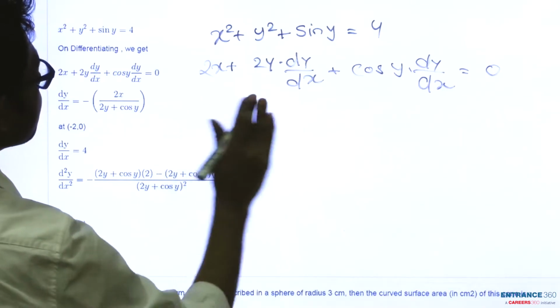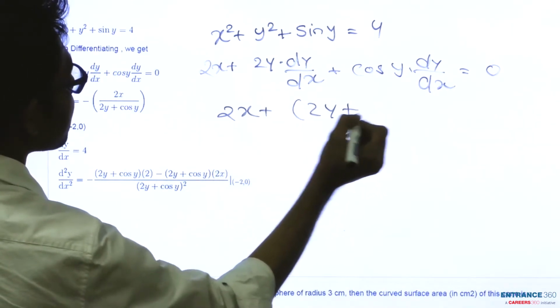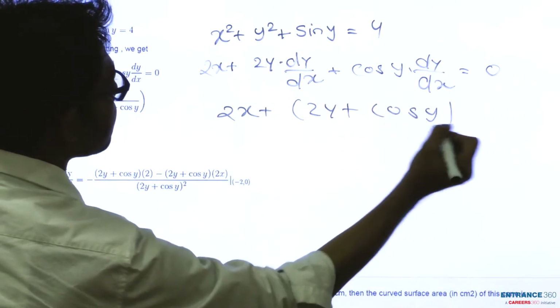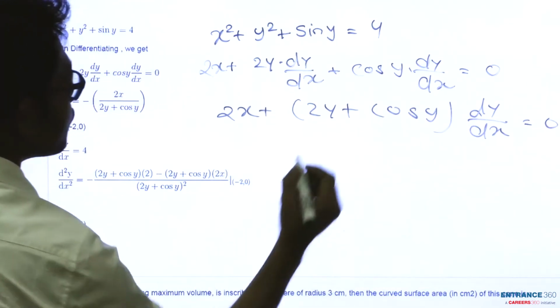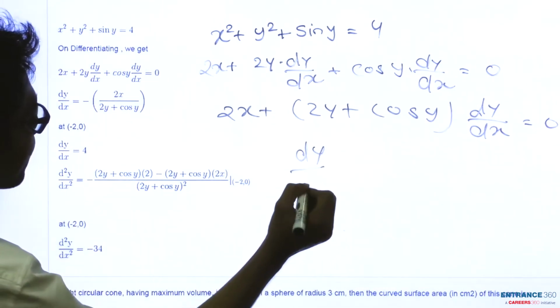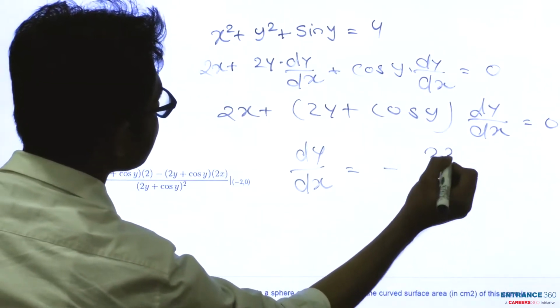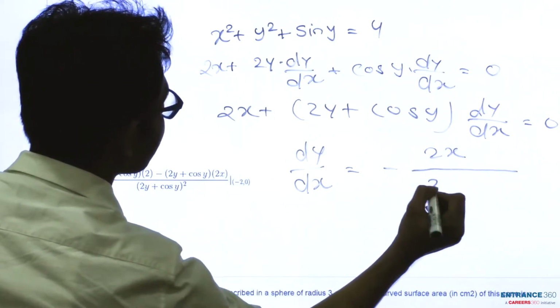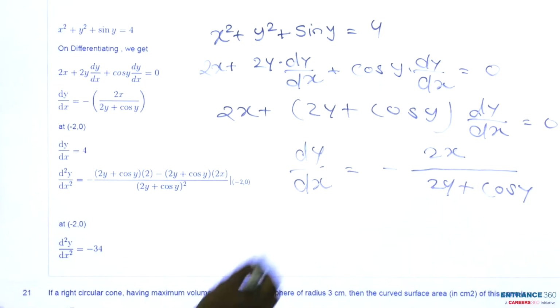Minus 2x equals (2y plus cos y) dy by dx. From the above equation we get dy by dx which is equal to minus 2x divided by 2y plus cos y. Now again differentiate this function with respect to x.